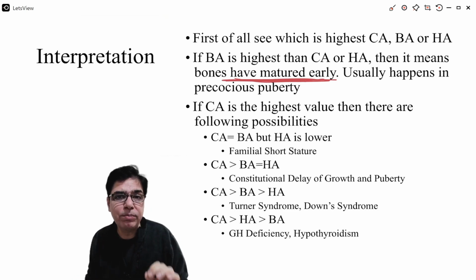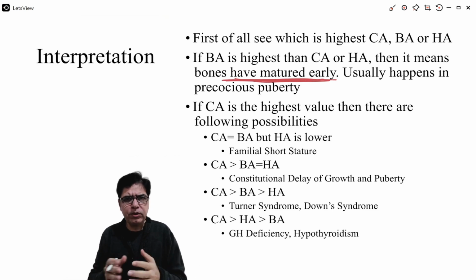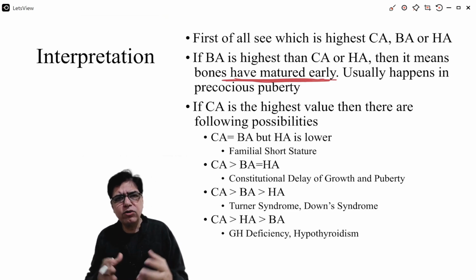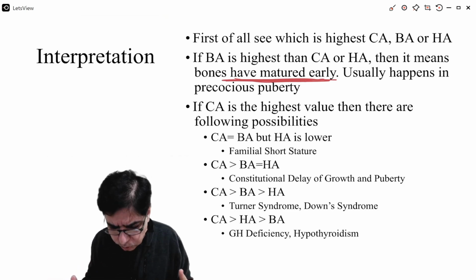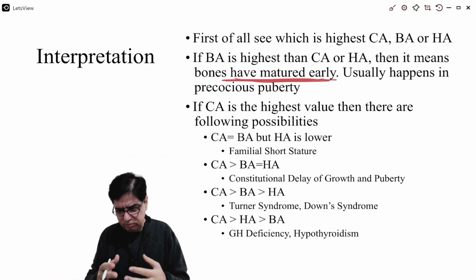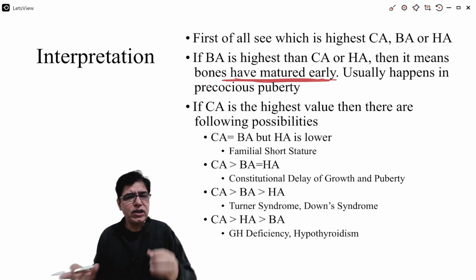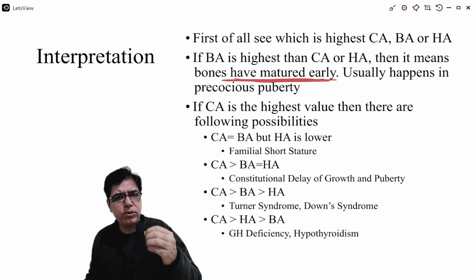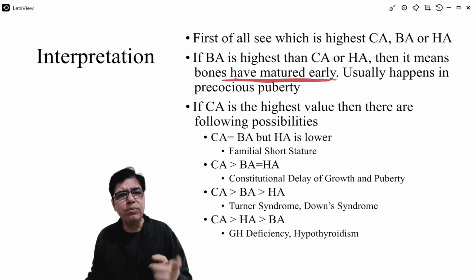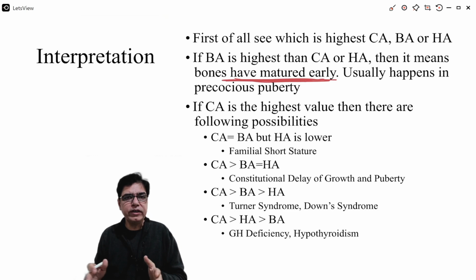And this usually happens where there is precocious puberty. So precocious puberty could be because of various reasons. It could be because of congenital adrenal hyperplasia. It could be because of endogenous or exogenous excess of sex hormones, androgens, so on and so forth. I don't have time to go into all the differentials of that, but by and large, if it is associated with precocious puberty, you will see that the bone age is highest as compared to chronological age and height age. So that usually is the condition.